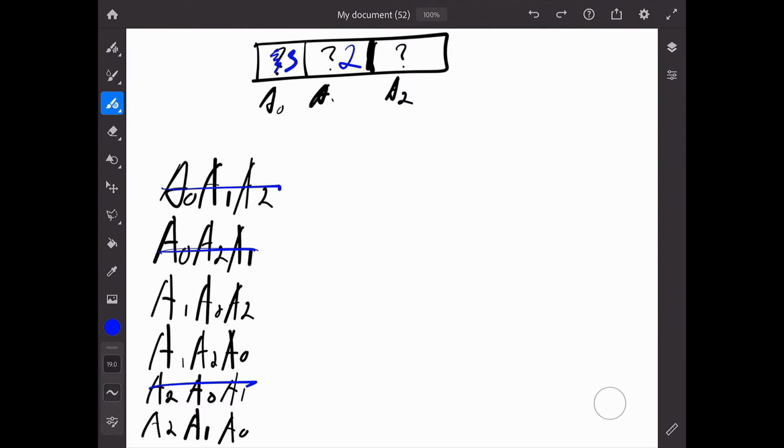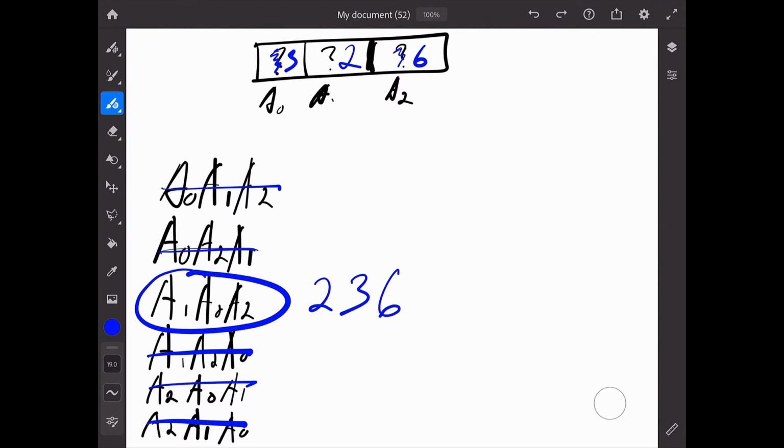Let's say we decide to look at A0 and A2, and when we look in A2, we see that there's a 6 in A2. So now we know that A2 comes after A0. So we can cross out the possibility where A2 comes before A0. Here's another possibility where A2 comes before A0. So that means the sorted order of this array would have to be A1, A0, A2, which is the sorted order.